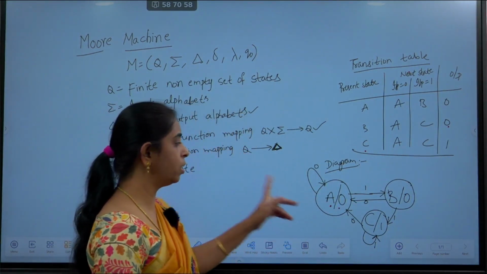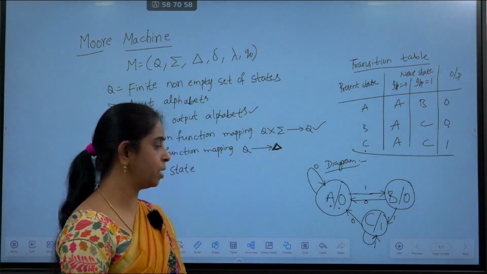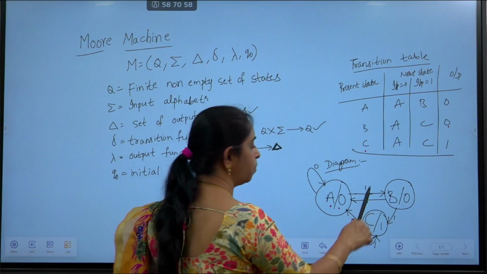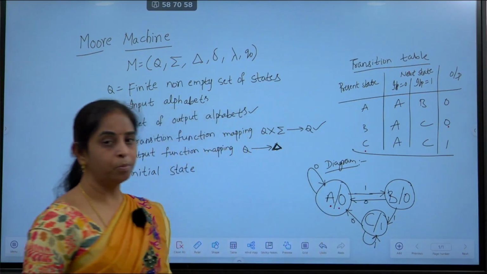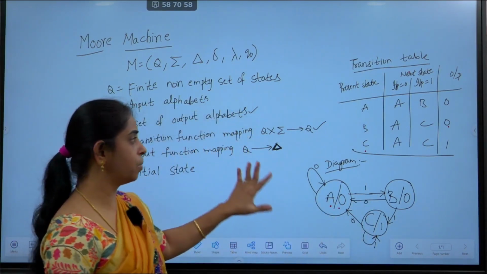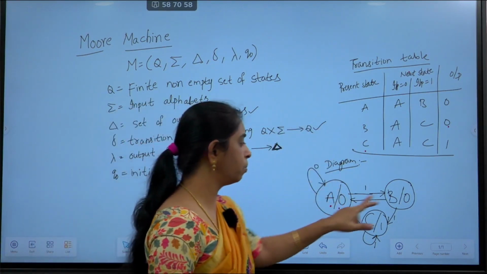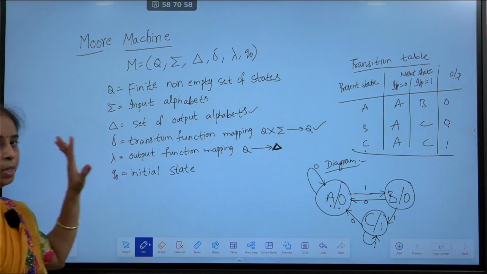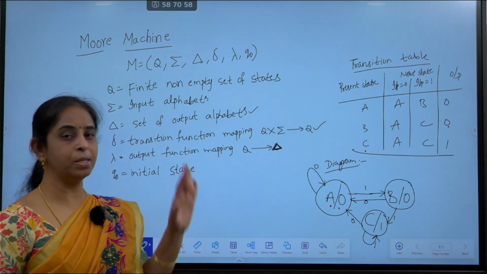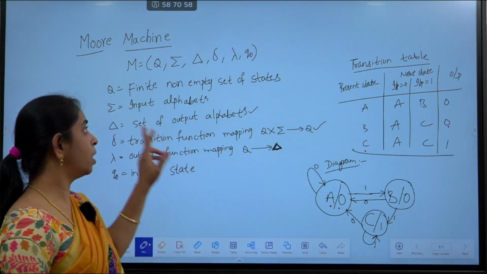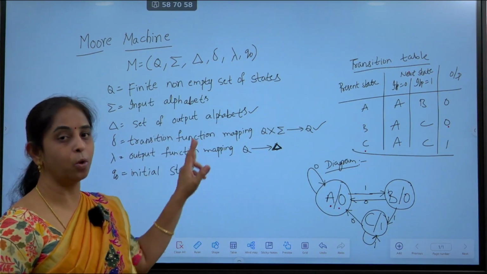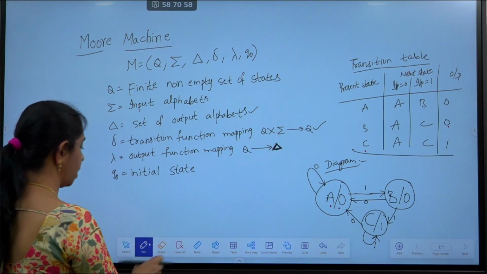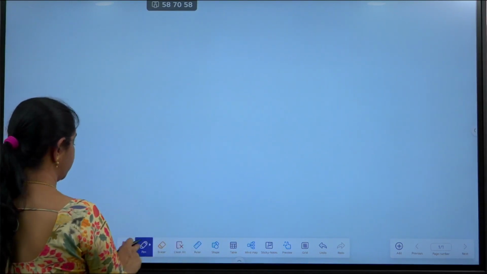Whenever we see the Mealy machine, it depends on the present state as well as the present input, so we take the output symbol with the present input in the Mealy machine. This is the Moore machine: we take the output symbol on the present state. Finally, we have to remember that the Moore machine depends on the present state, and it is a finite automata with output. Now we will see one more example.